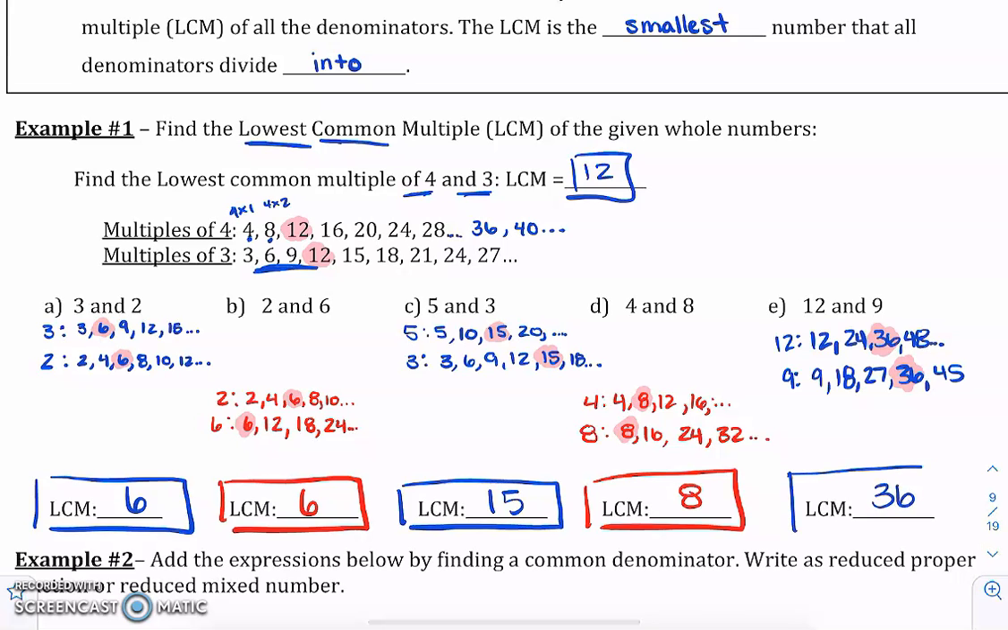So again, the lowest common multiple is really what you're finding when you go to find or use that common denominator. We don't want to be using these super large numbers because that's just going to mean more reducing. So being able to identify that lowest number they have in common first is going to be helpful when we go to start adding and subtracting fractions.